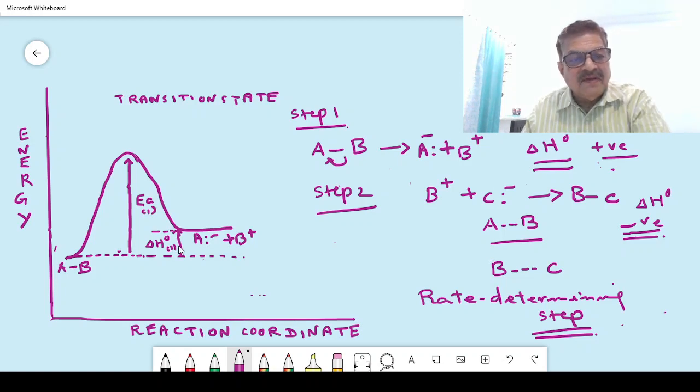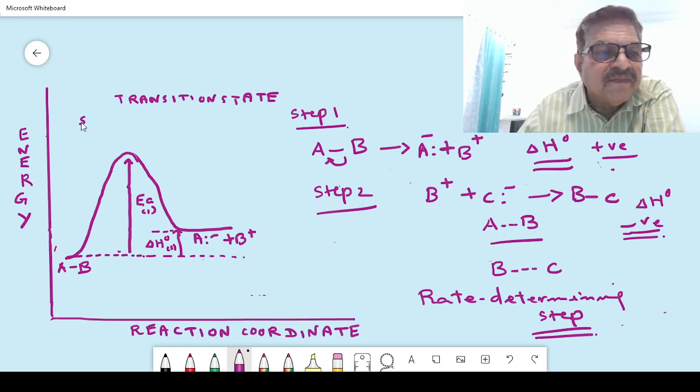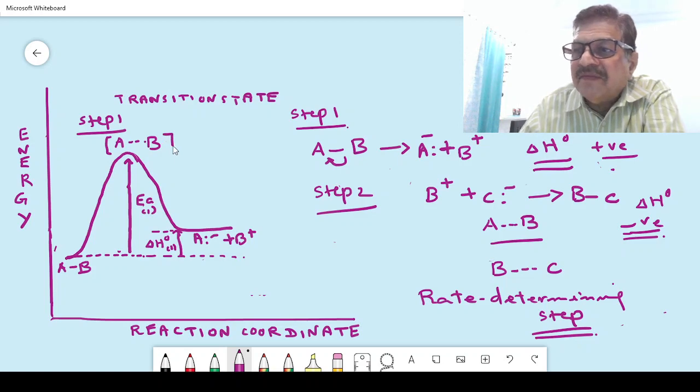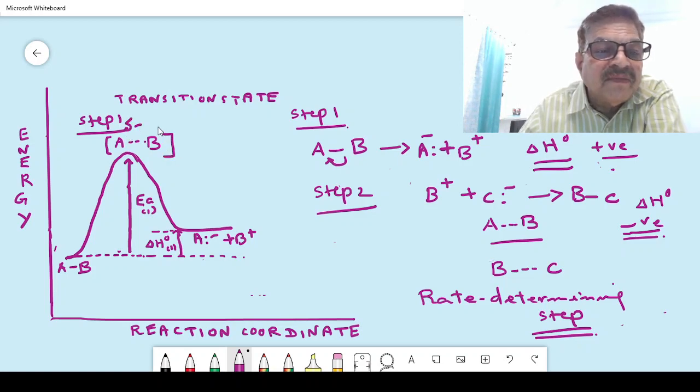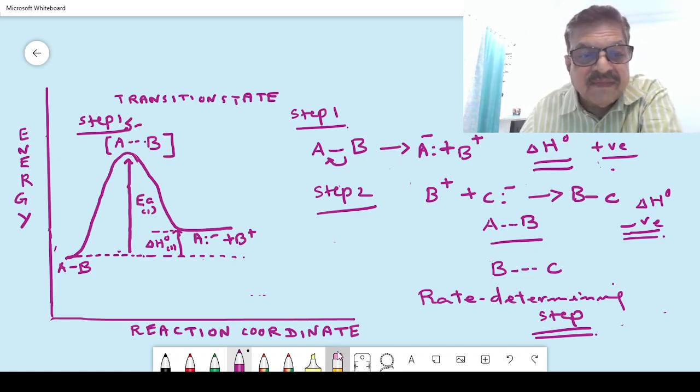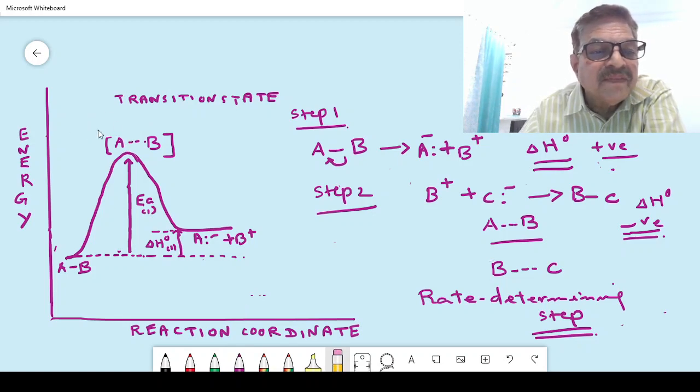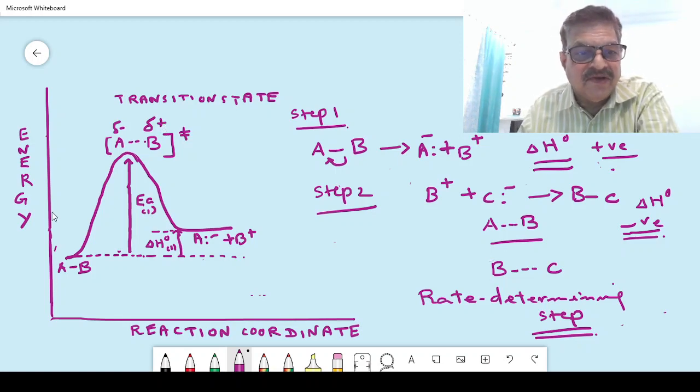Okay, so this will be the step 1 mechanism here. In step 1, the AB bond is partially broken. So this is our transition state here. That is, this will be delta minus, so this will be a partial negative charge here and this will be a partial positive charge here. Double dagger is what it is known as. So this is the step 1 transition state.